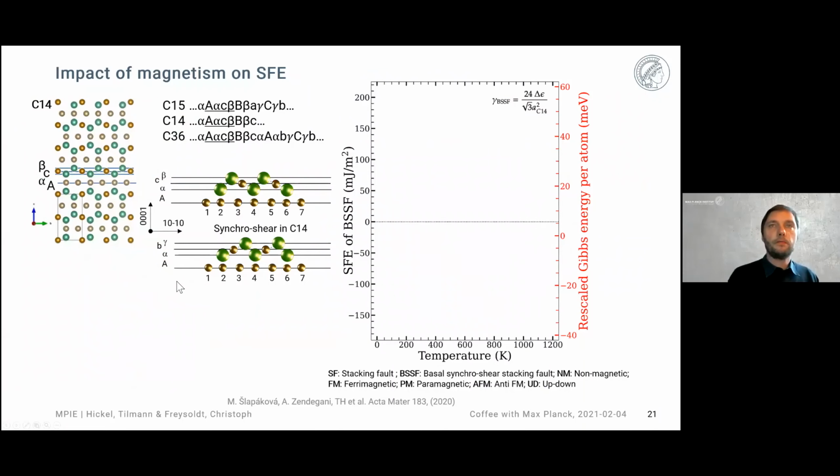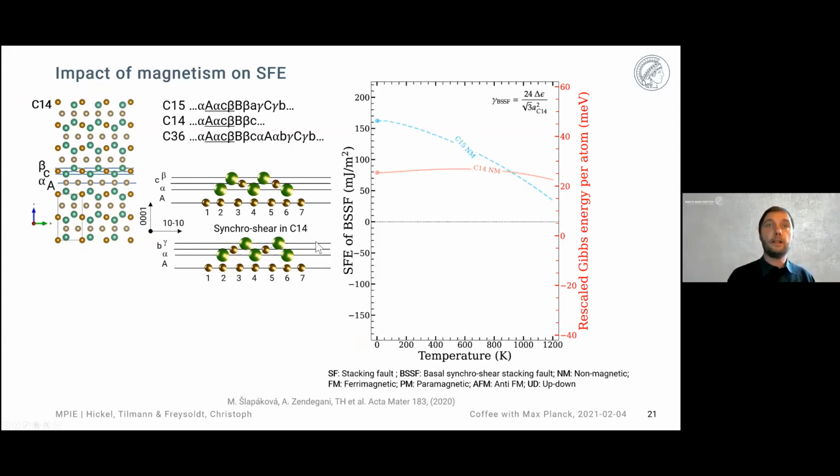Then, when we speak about the energetics of defects, we also need to take care of magnetism. So perhaps I start now by discussing the standard defect, the stacking-fault defect in the C14 Laves phase. This is a synchro shear. We have this typical arrangement of the layers as discussed before. In the synchro shear, you just have the shuffling of two layers. That's actually the typical arrangement of C14. That's the feature which you also have in the other Laves phase, C15.